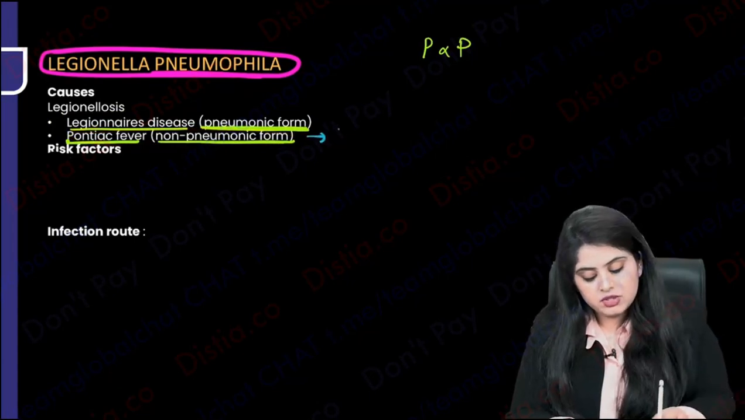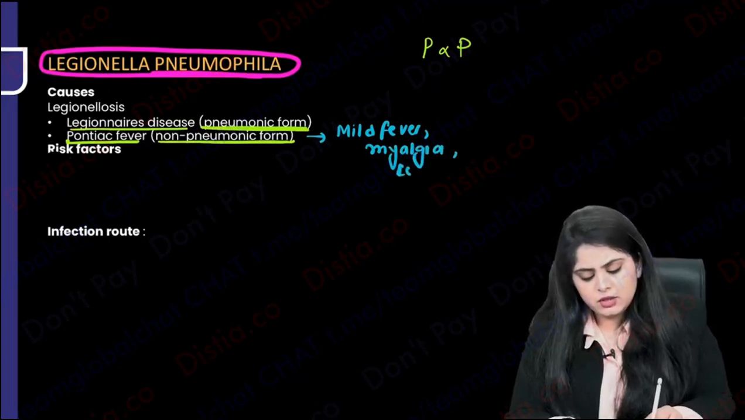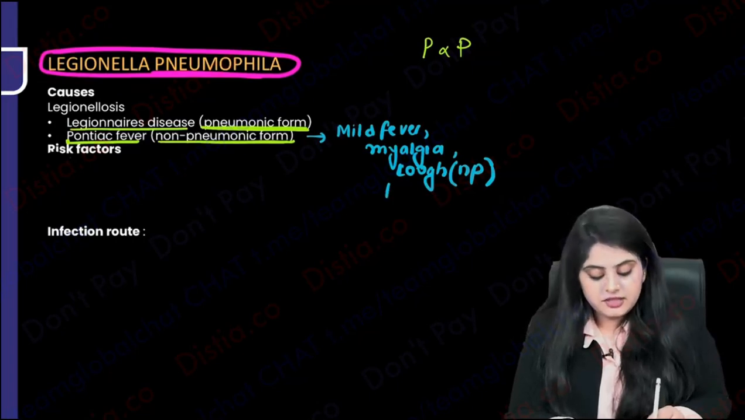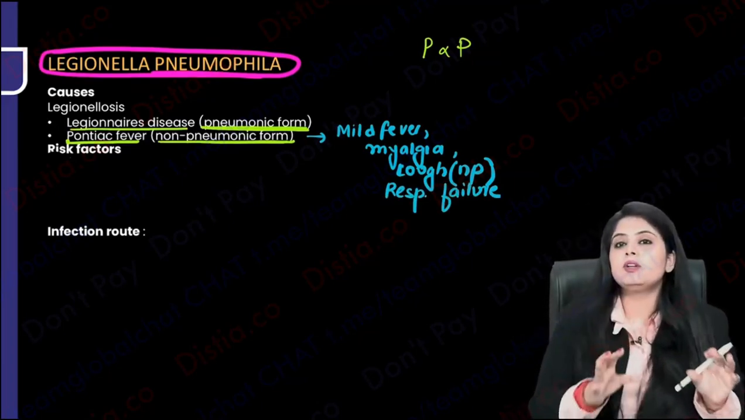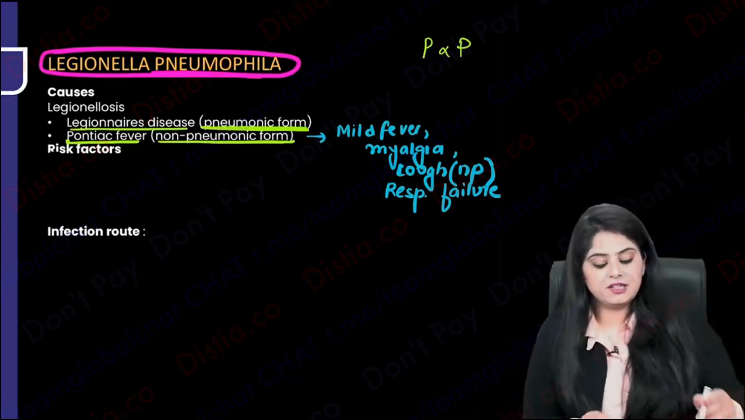It is going to be a patient who has a mild fever. Apart from that, there is myalgia. There can be an element of non-productive cough, and after that, yes, there is involvement of the respiratory tract, then respiratory failure and death can occur. So is the primary complaint going to be the pneumonia features? No, it's a gradual thing that develops, that is Pontiac fever.